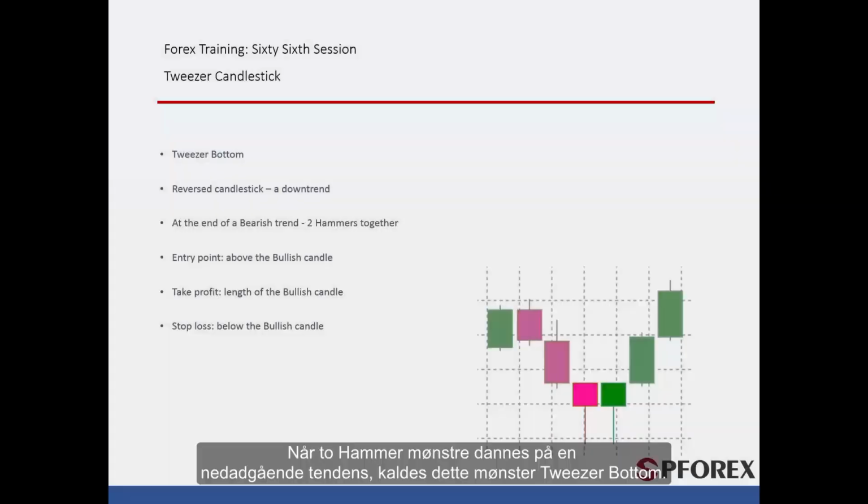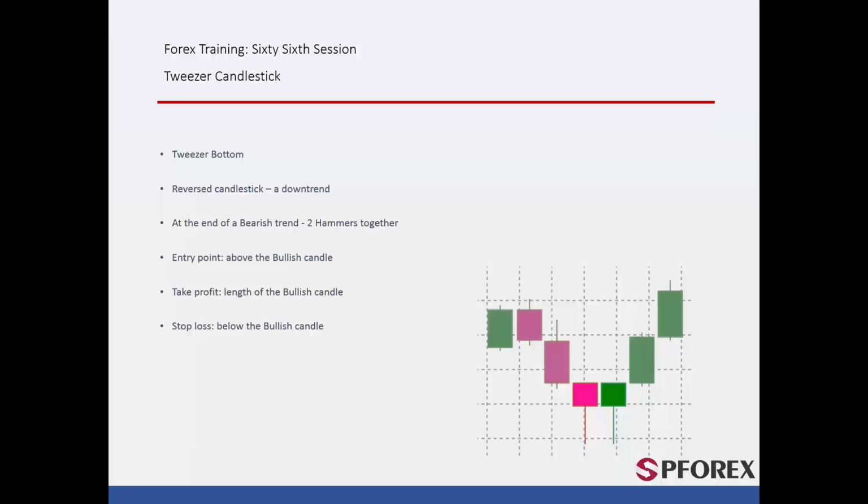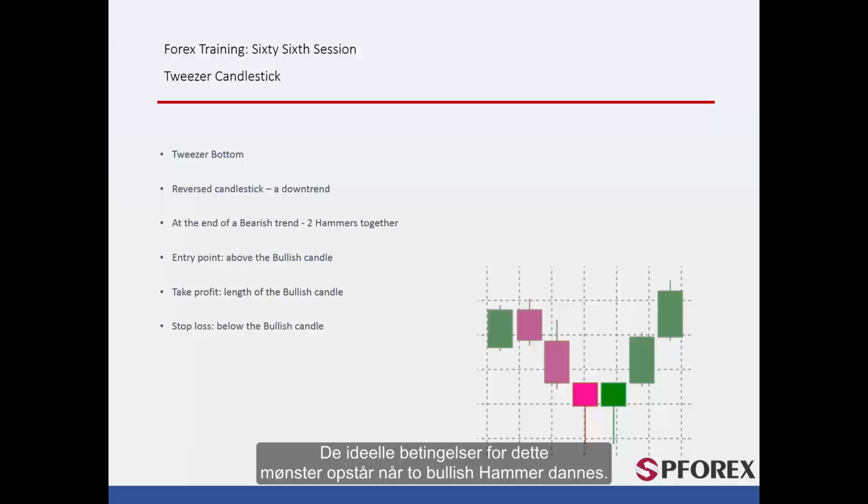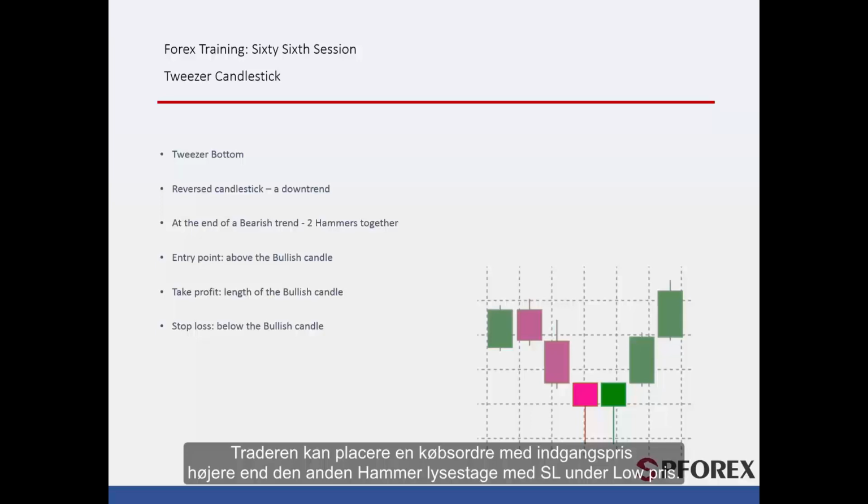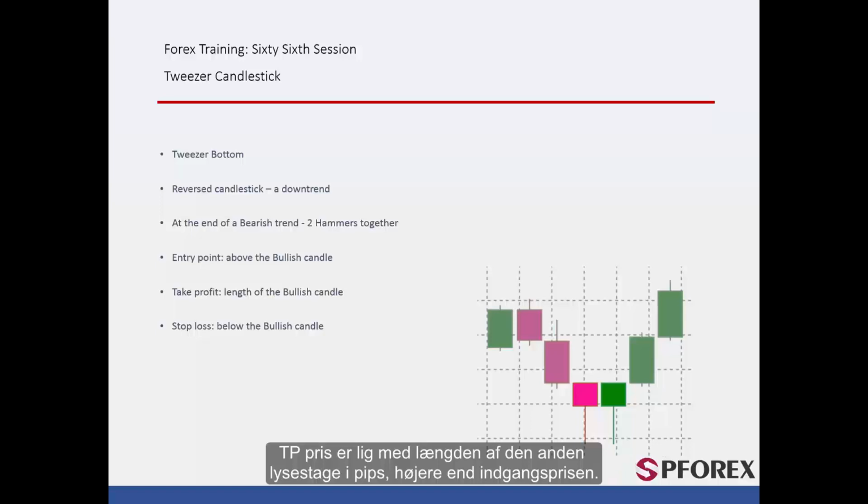When two hammer patterns form on a downward trend, this pattern is called tweezers bottom. The ideal condition for this pattern occurs when two bullish hammers form. A trader can place a buy order with the entry price higher than the second hammer candle with SL below the low price. TP price equals the length of the second candle in pips, higher than the entry price.